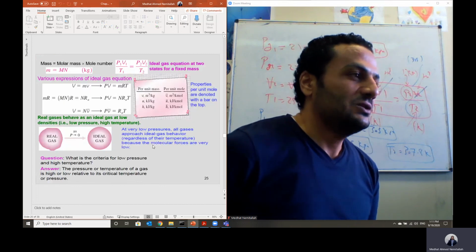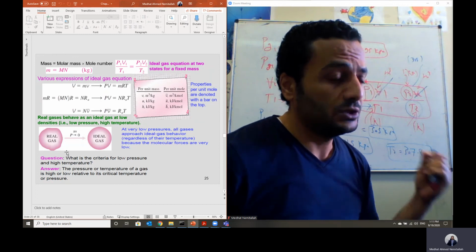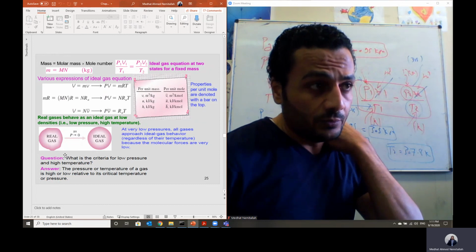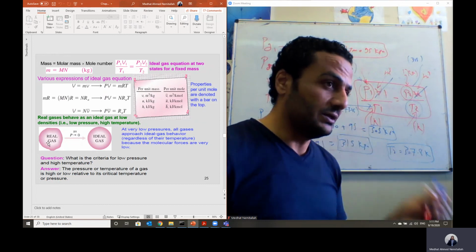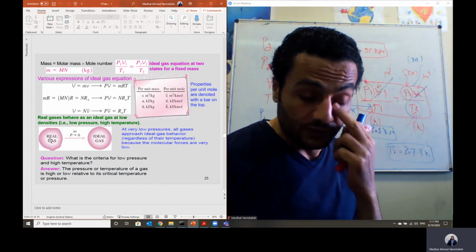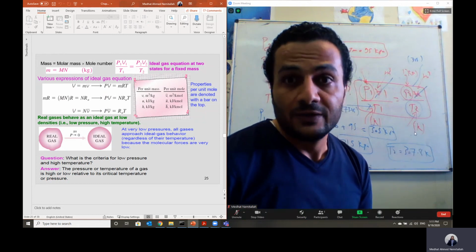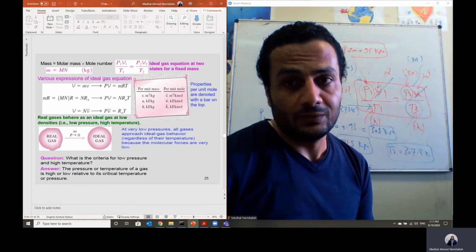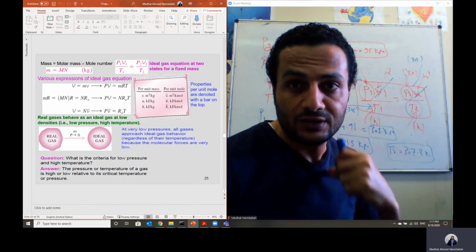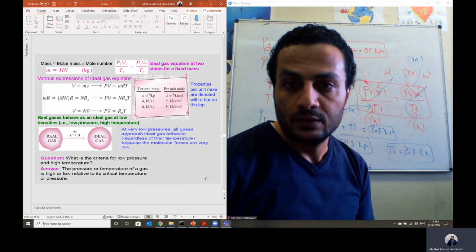Next time, inshallah, we will learn how to modify this ideal gas equation of state, because this equation only applies to ideal gas. When the gas is ideal, under very low pressure or very low density, we can apply this equation. But if we have a gas under higher pressure or different conditions, we can consider it a real gas. In this case, the ideal gas equation of state cannot be applied, or if it is applied, there will be a significant error in calculating the properties. Inshallah, next time we'll learn how to modify this equation to be applied for the case of the real gas. Assalamu alaikum.